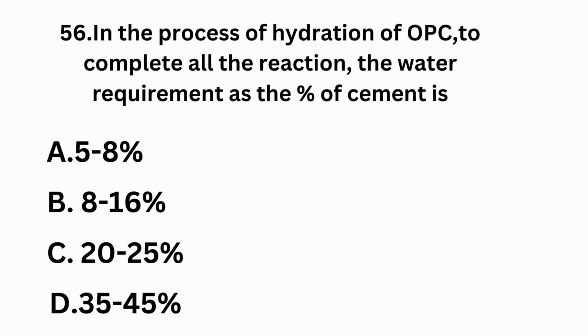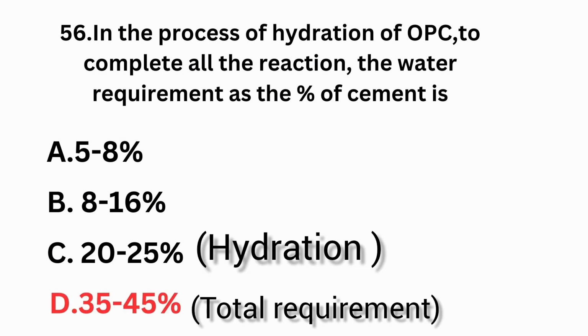In the process of hydration of OPC, to complete all the reactions, the water requirement as a percentage of cement is approximately 23% water by weight for complete hydration, to complete all chemical reactions, and 15% water is entrapped between the voids of the cement. The total water required for complete hydration and workability is 38% by weight. The water required to complete all the chemical reactions is 23%.